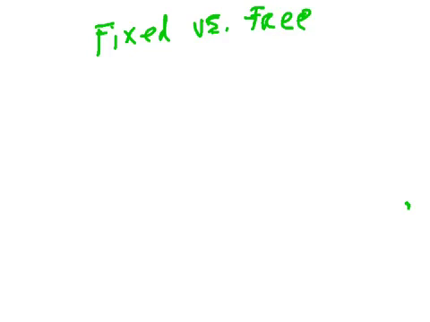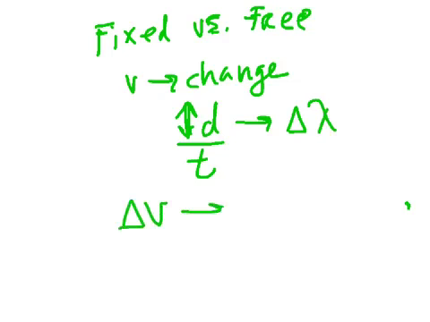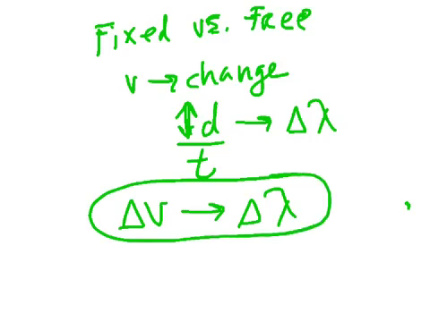Here's kind of the main thing to get out of this: when the wave encounters a new medium, the velocity is going to change. And when the velocity changes, that means it's either going to increase or decrease the distance it travels in a certain amount of time. Well, if we think of increasing or decreasing the distance, that really is representing a change in the wavelength. So a change in the speed represents a change in the wavelength. And this is one of the big things you want to get from this unit.